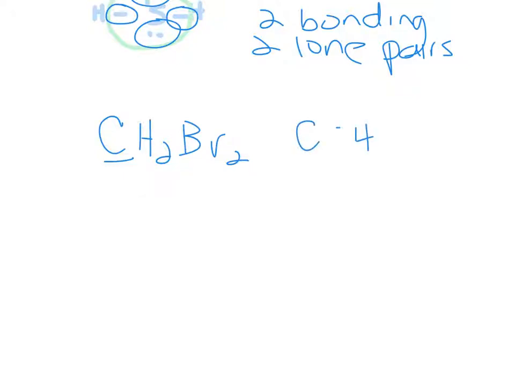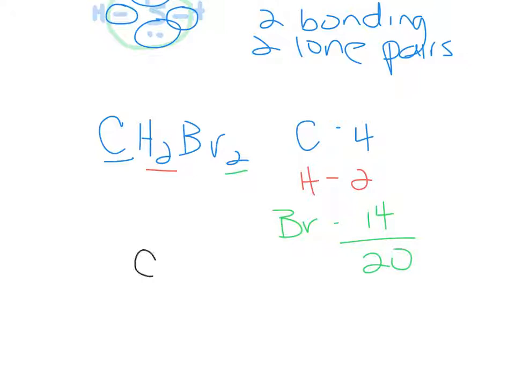Carbon has 4. Hydrogen has 1 each, with 2 hydrogens, so that means a total of 2. Bromine has 7 each. We have 2 of them, so that would be 14. So that means we have a total of 20 electrons that we need to account for in the Lewis dot structure.